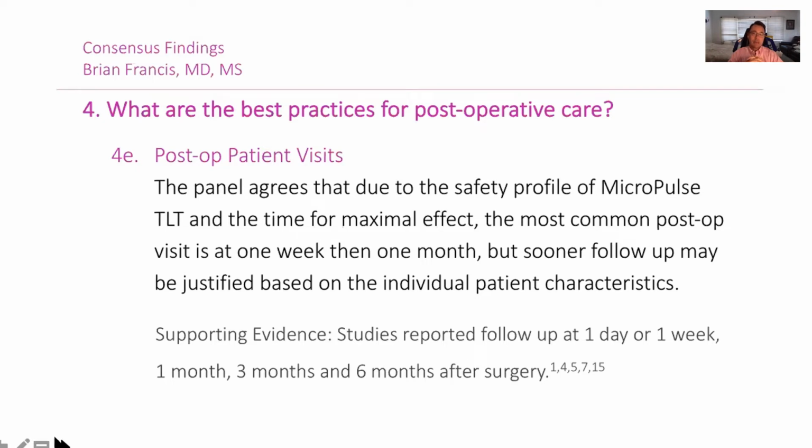If it's a routine, kind of mild or moderate patient, then we'll typically see them at 1 week rather than at 1 day. Following that, the studies reported follow-up usually at 1 day or 1 week, as we said, and then 1 month, 3 months, and 6 months after surgery.